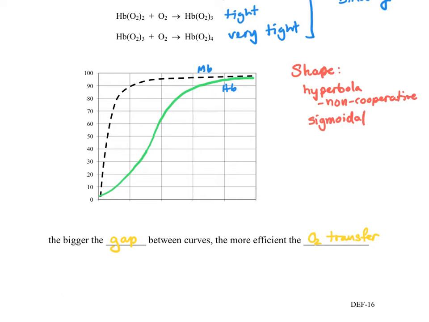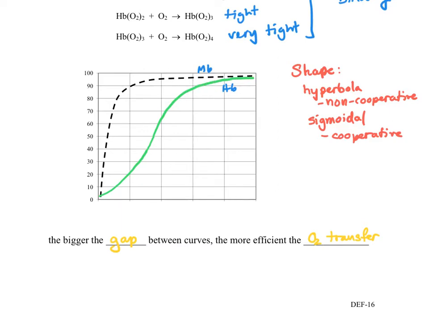As we said before, that's shown here, where the slope starts steep and then gets more and more shallow until it flattens out. Sigmoidal, on the other hand, is cooperative binding. And we can see that with hemoglobin, where the slope is relatively shallow and then gets steeper again as binding gets easier, and then eventually it has to level out at 100%.